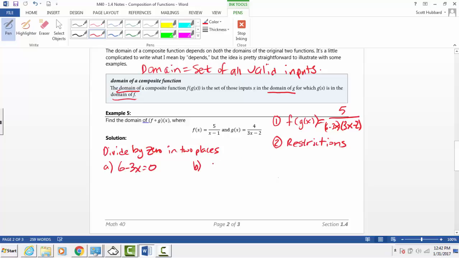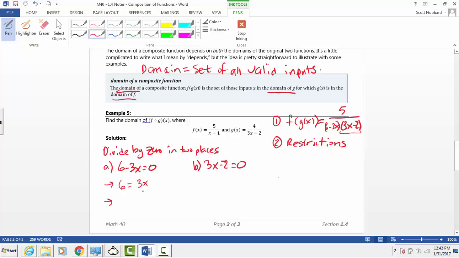A, it could happen when 6 minus 3x is equal to 0. And B, it could happen when 3x minus 2 equals 0. Because if this were equal to 0, it'd be 0 times something, which would still be divided by 0. If this term were 0, then the whole thing on the bottom would be 0, so it's no good. So we find our 2 answers.